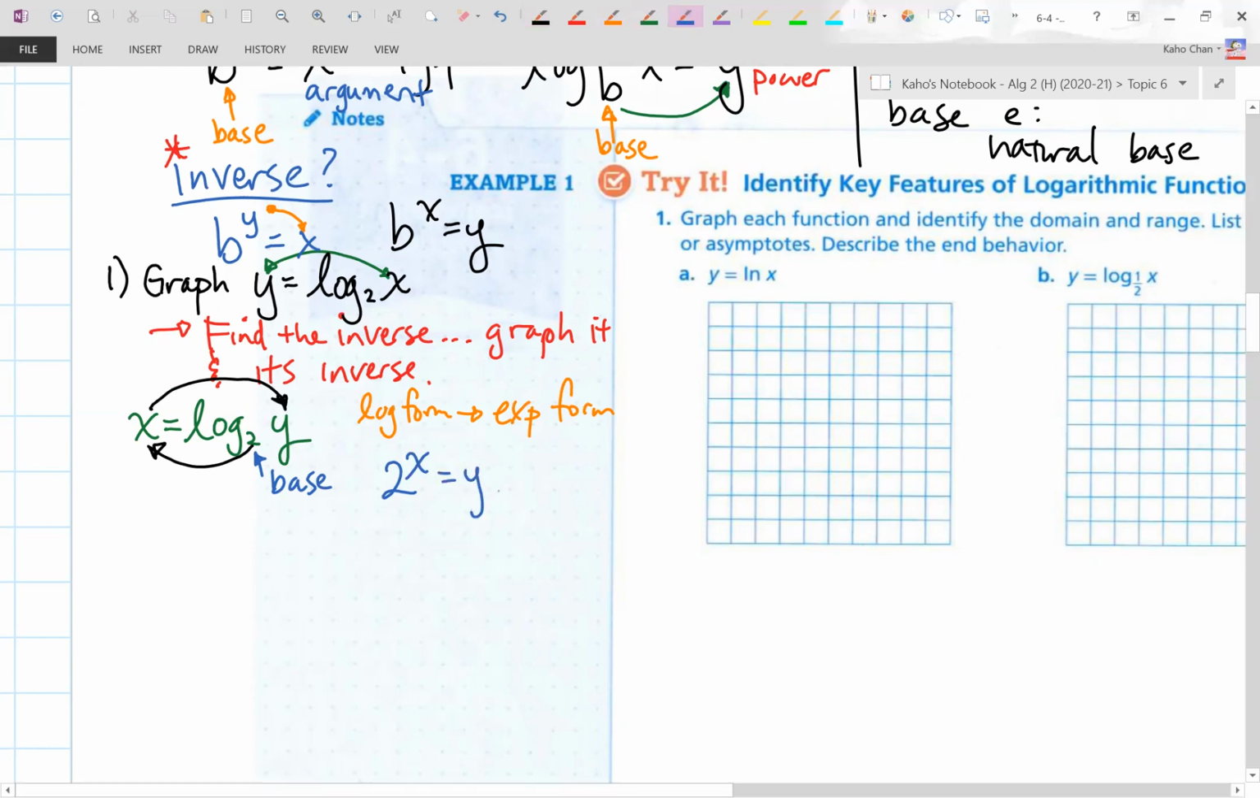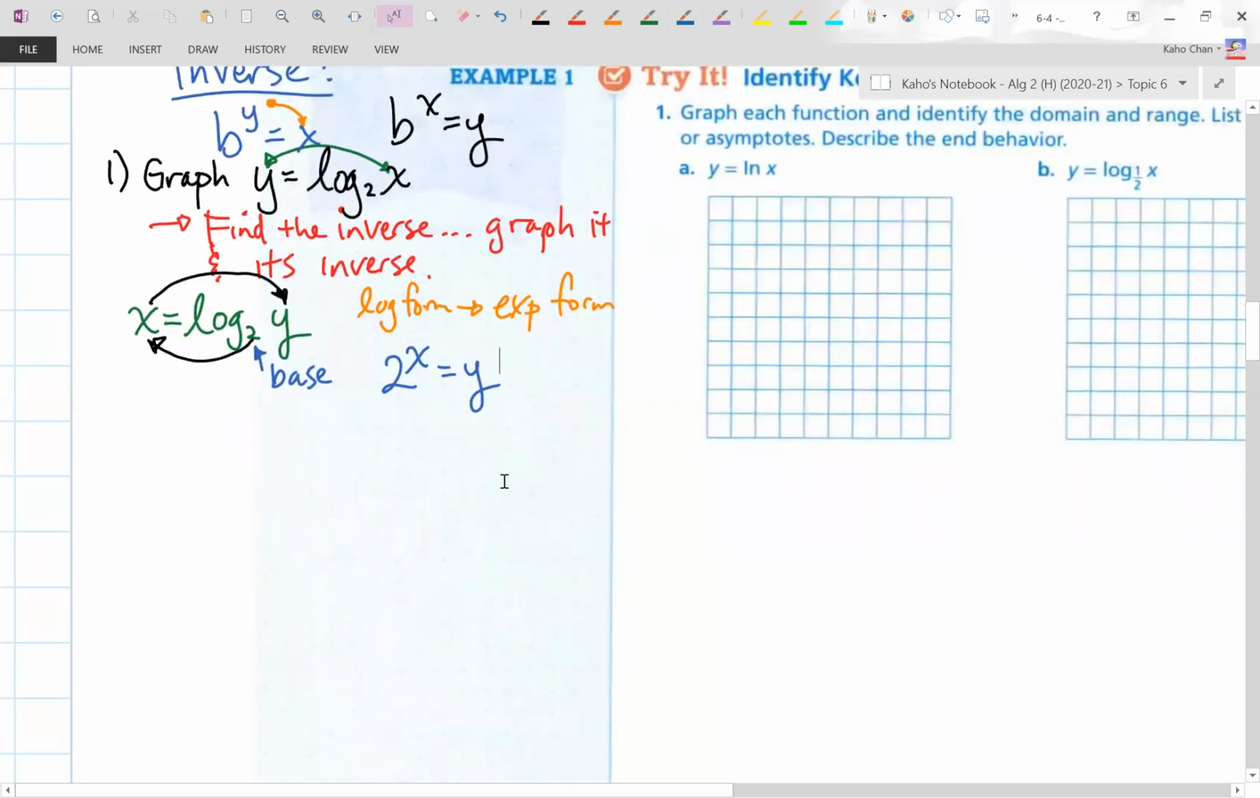Hey, we know how to graph 2 to the x. We've done that before. That's an exponential function. Let's draw that. Oh, and they want us to find the domain and range, list any x-intercepts or asymptotes, and describe the end behavior here. A lot of little things going on here. So let's do that here.